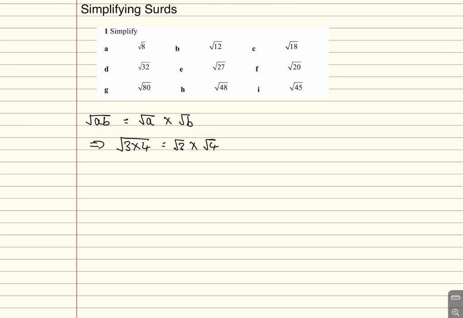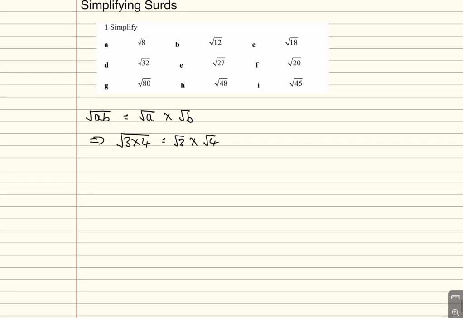Another thing we need to look at for simplifying surds is factors. We've got to think of square factors, so we've got to think of our square numbers. It's good practice to know your square numbers. I'm going to write them down the side here.